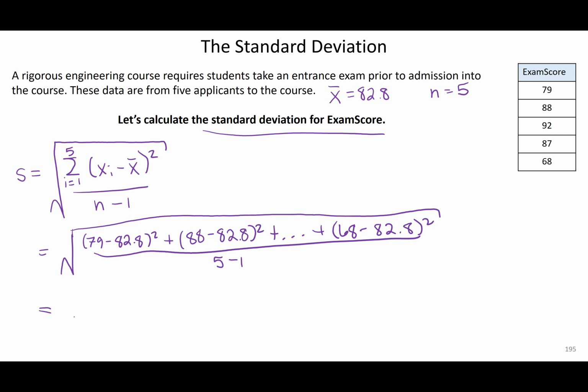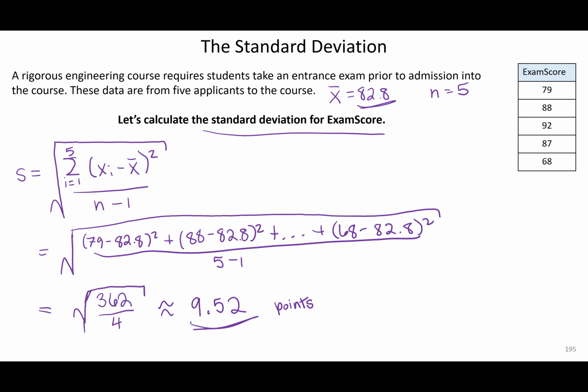So I end up getting, absolutely give yourself a chance to plug this in. Don't just blindly trust my math. It's always good to check. So after I square root, and rounding, I end up getting 9.52. If you want units, it'd just be points because it's an exam. So we have an average of 82.8 points on this exam, and the scores vary on average about 9.52 points from that average.